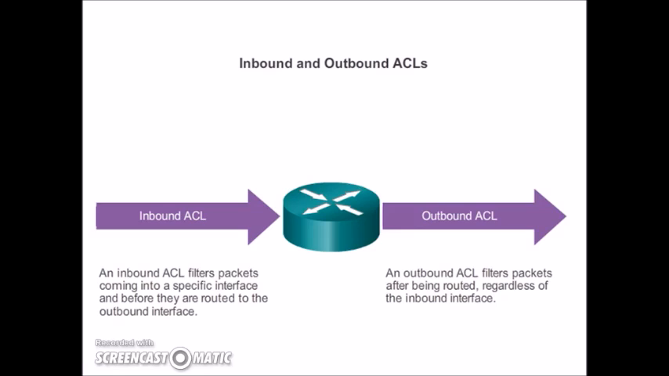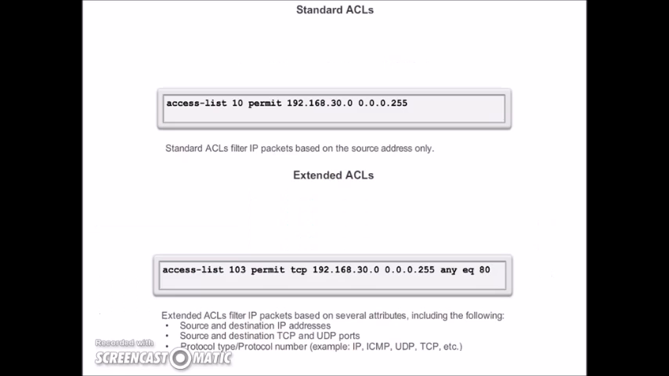Inbound ACLs are best used to filter packets when the network attached to an inbound interface is the only source of the packets needed to be examined. On the other hand, for outbound ACLs, the incoming packets are routed to the outbound interface, and then they are processed through the outbound ACL. Outbound ACLs are best used when the same filter will be applied to packets coming from multiple inbound interfaces before exiting the same outbound interface.